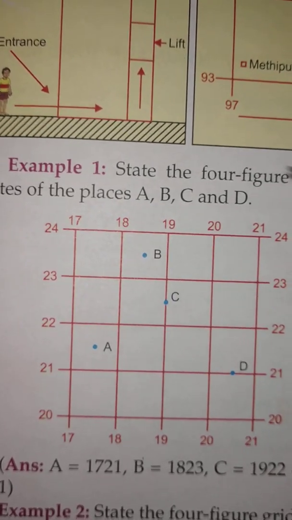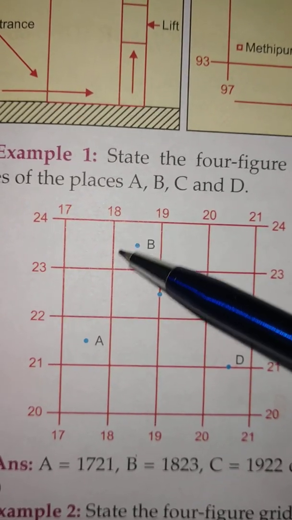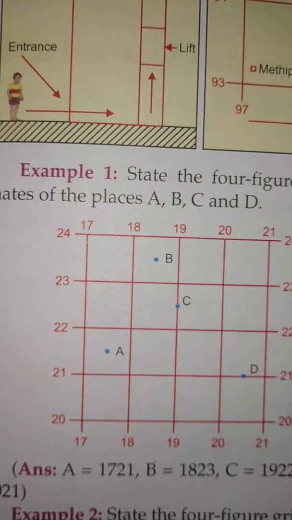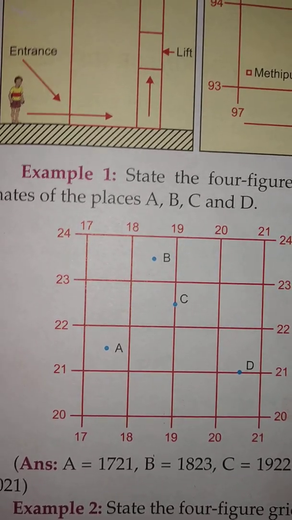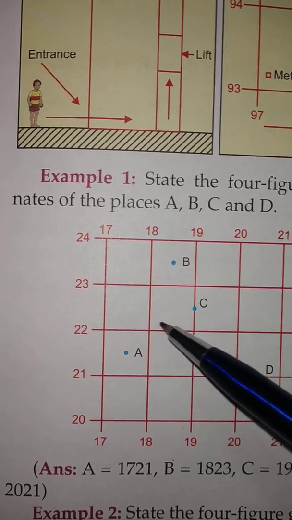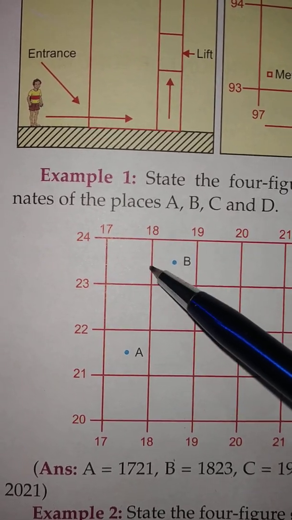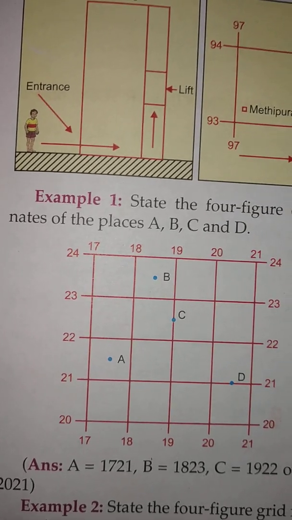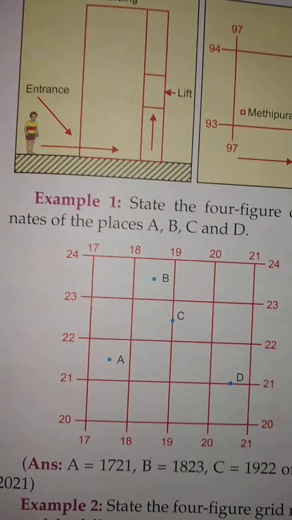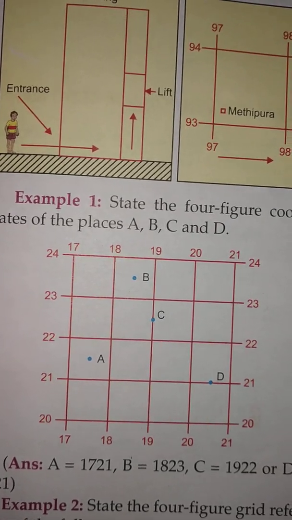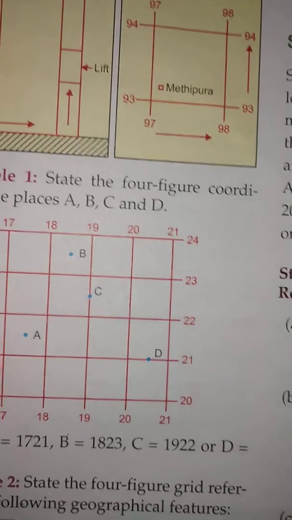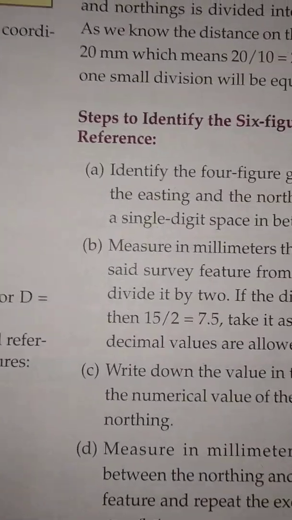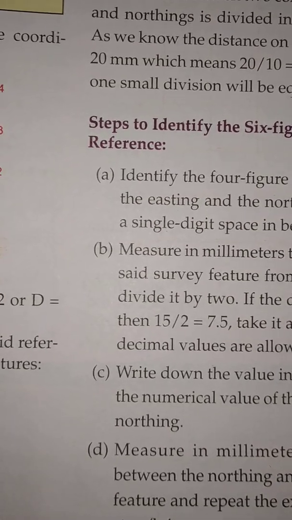It means that we will draw 9 vertical lines in this grid, and we will also draw 9 horizontal lines. Then we will be able to get the 6-figure reference. So there are certain ways to find out the 6-figure grid reference. First, we have to identify the 4-figure grid reference. We will write down the eastings and the northing values with a single digit space in between the two.